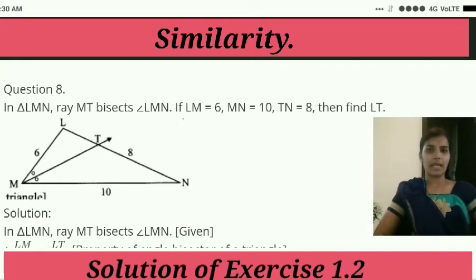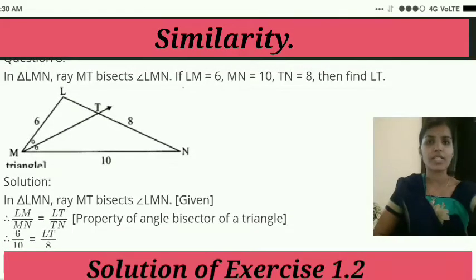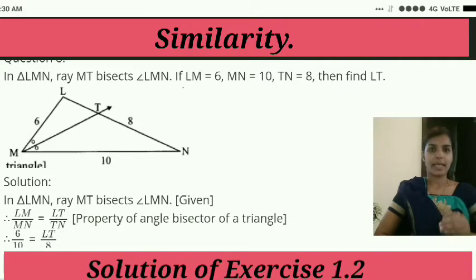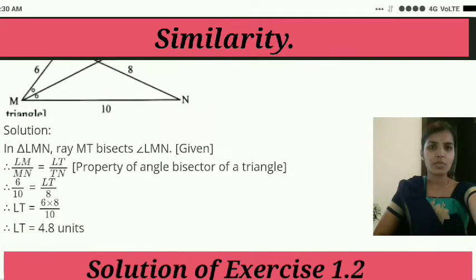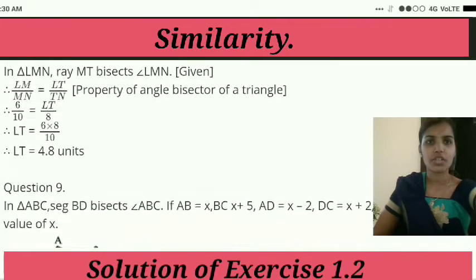In triangle LMN, ray MT bisect angle LMN. Bisect, that means we have to take the ratios of the remaining two sides. Okay, so the ratio of the remaining two sides is LM upon MN is equals to LT upon TN. Then put the values of all the sides. You will get the value of LT is 4.8 units. Okay. Then the next question.